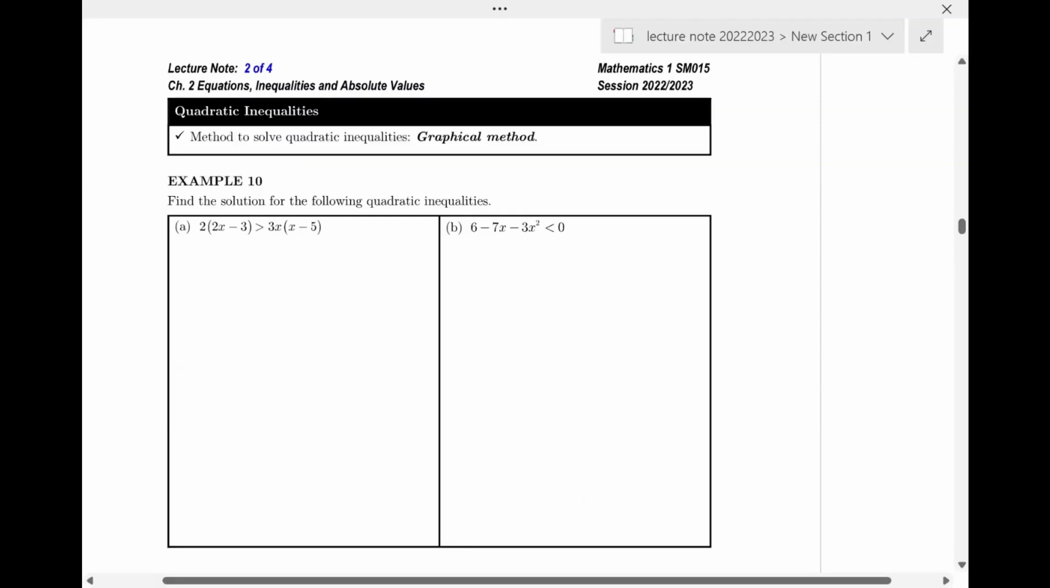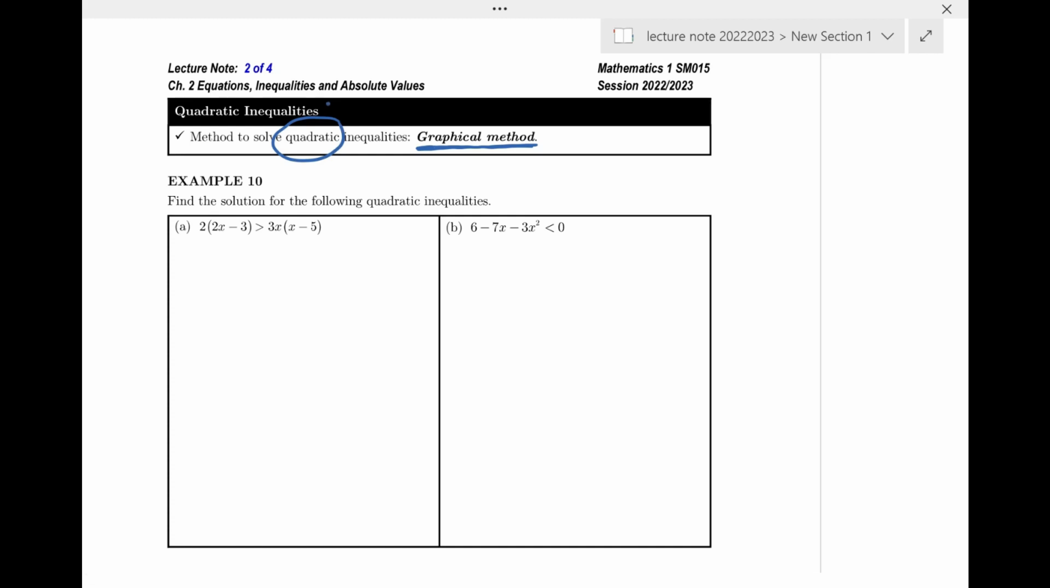So now let's go to the second one, solving the quadratic inequalities. So we have here a method to solve these quadratic inequalities by using the graphical method. The graphical method can only be used to solve quadratic inequalities. So we shall look at example 10 right away. They ask us to find the solution for the following quadratic inequality.